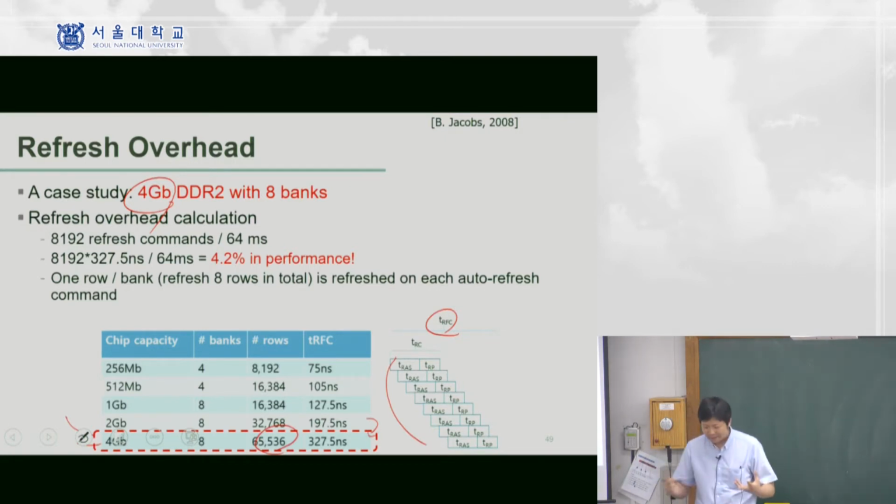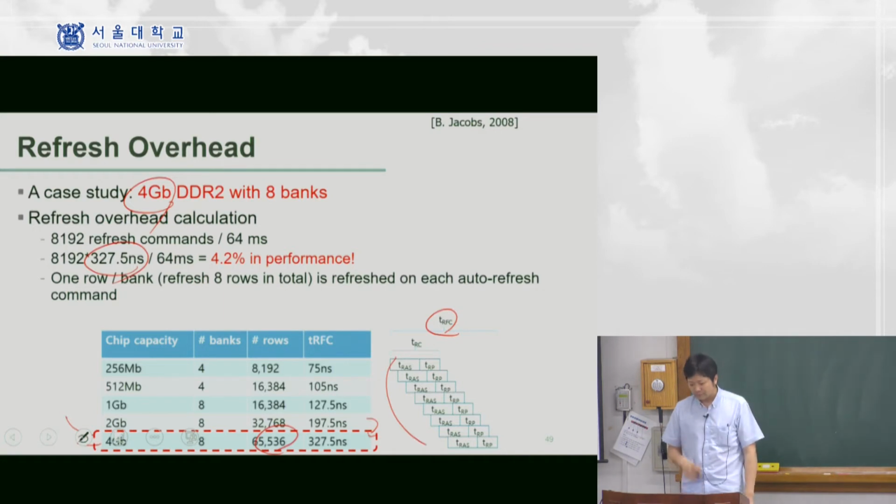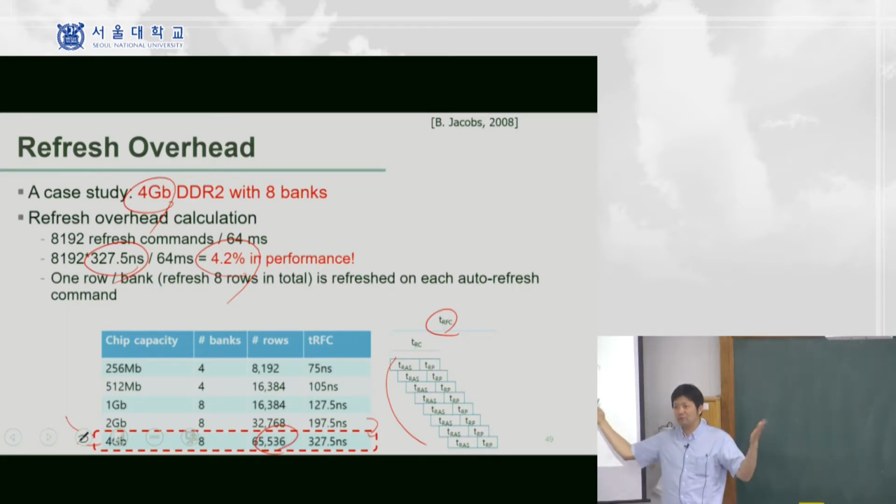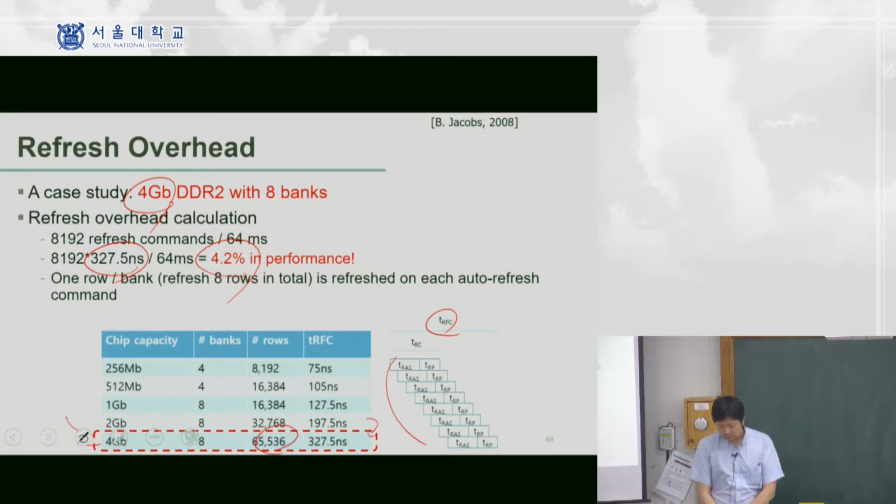So if you do the math again, now we plug in this 32.5 nanosecond instead of a 197. Then you compute the value. Now the overhead becomes 4.2% in performance. So what happens if you have a bigger DRAM? Then the amount of time that blocks the DRAM will continuously increase as much, right? So that's certainly problematic.